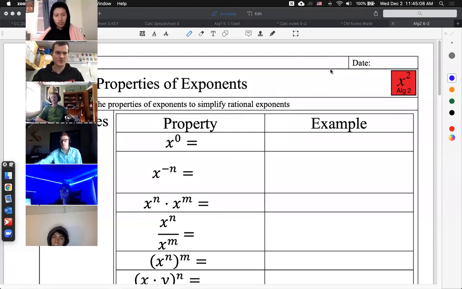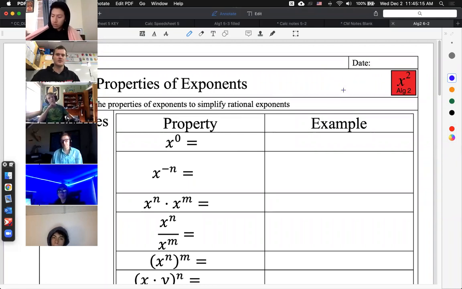All right, Algebra 2, lesson 6-2. Today we're talking about properties of exponents, the harder version. You had almost this exact lesson in Algebra 1. Today's date is Wednesday, December 2nd, 2020.